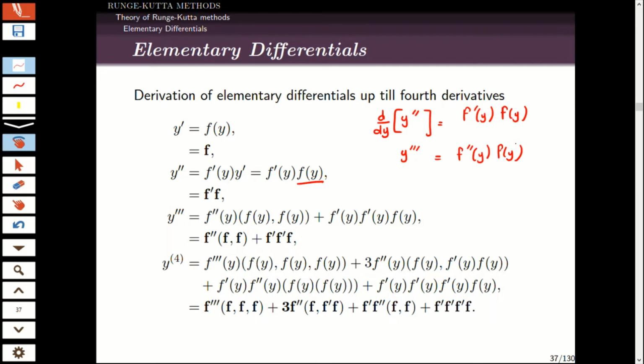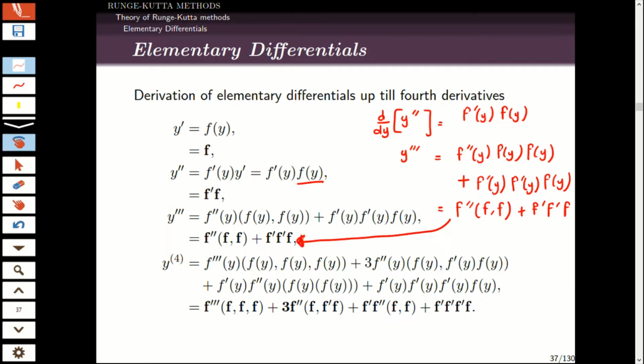Okay, and then because this is implicit, differentiate inside will give you f'y, and then plus, okay, this is now the remainder. Taking this derivative will be f prime y, and the implicit will be f y. So how can I write this? I can write this as f double prime (f, f) plus f prime f prime f. That's how you get this term here.